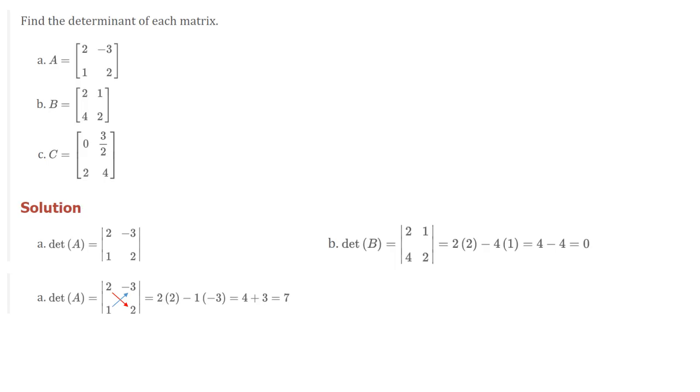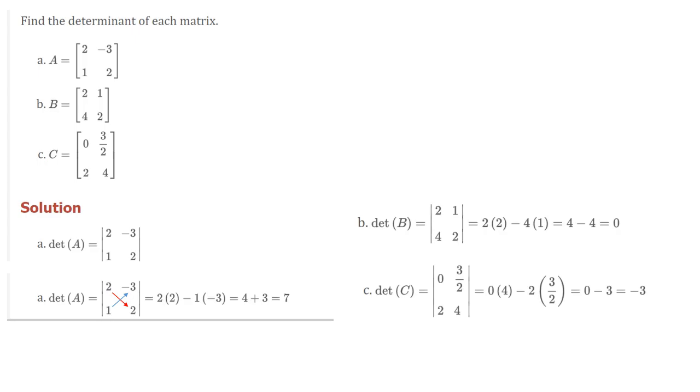For letter B, same idea. 2 times 2 and 1 times 4. So we get 2 times 2 is 4, minus 4 is equal to 0. And so the determinant, remember, if you get 0, it just means it has no inverse. Okay, letter C. We got 0 times 4 and 3 halves times 2. So we end up with 0 minus 3, which is negative 3.